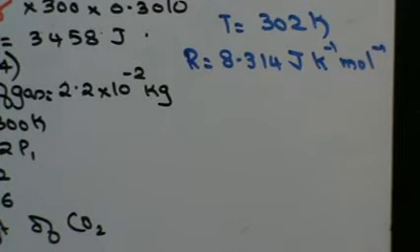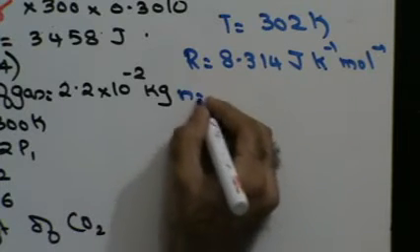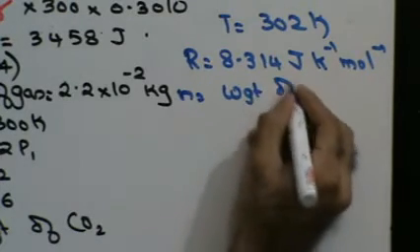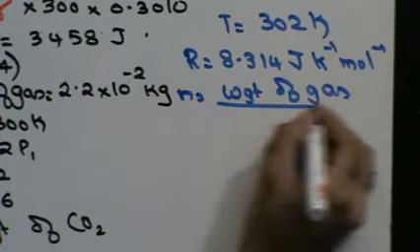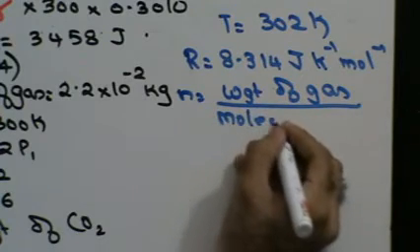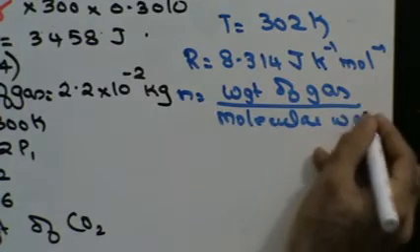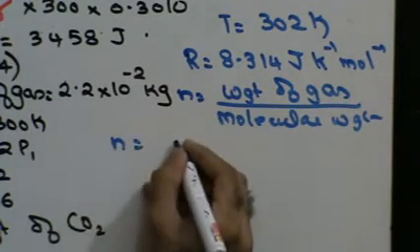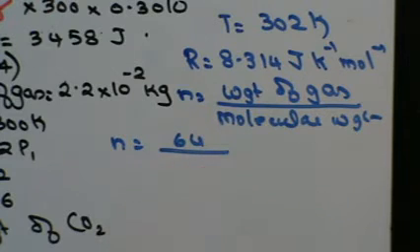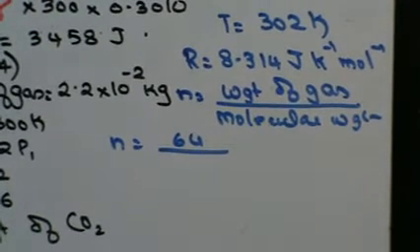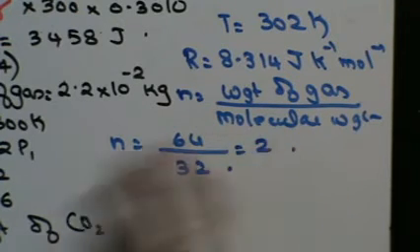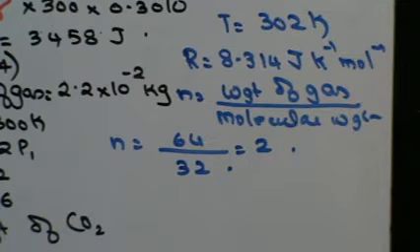Now oxygen, first of all let's find out N. N is nothing but weight of gas upon molecular weight of gas. So weight of gas is given to you as 64 grams. We know that the atomic weight of oxygen is 16, therefore the molecular weight of oxygen is going to be 32. It's all in terms of grams, so I don't need to multiply by 10 raised to minus 3. So the number of moles is going to be 2.